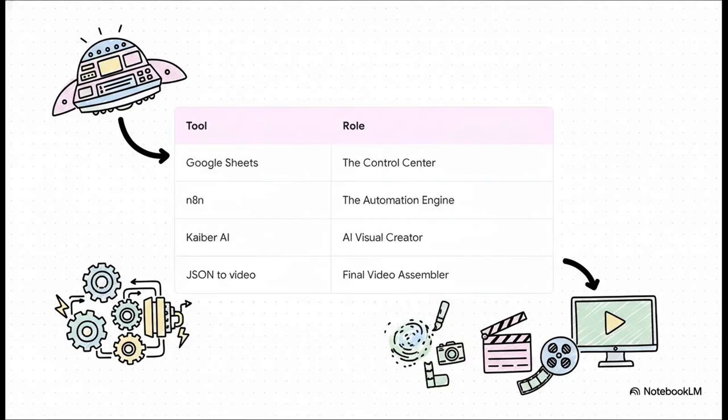Okay, so these are the core tools that make the whole system go, and each one has a very specific job. You've got Google Sheets, which is basically the control center. It's simple, everyone has it, and it's perfect for just listing out your video ideas. Then you have n8n, which is this powerful open source engine that's the real brains of the operation. And then you bring in the specialized AI tools, like Kyber AI to create the visuals, and a service called JSON to video to put it all together.